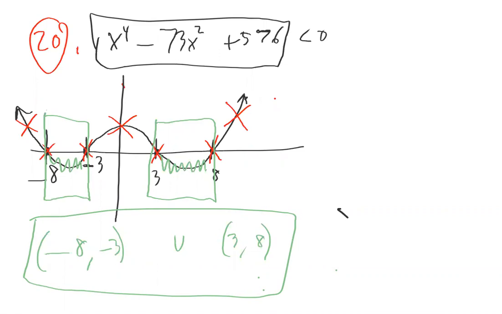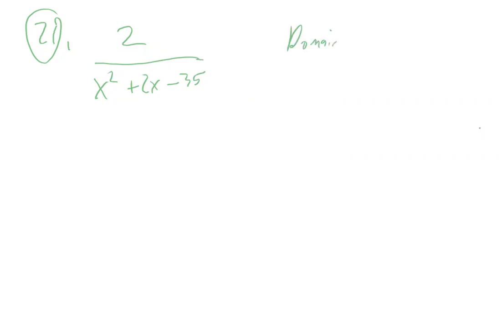Okay, perfect. Now, let's look at problem number 21. Two over x squared plus 2x minus 35. And it says to find the domain. So domain is all the numbers that are allowed in the function, all the x values that are allowed in the function. So let's factor out the bottom and let's find out.